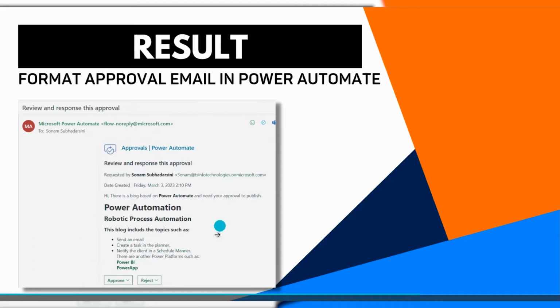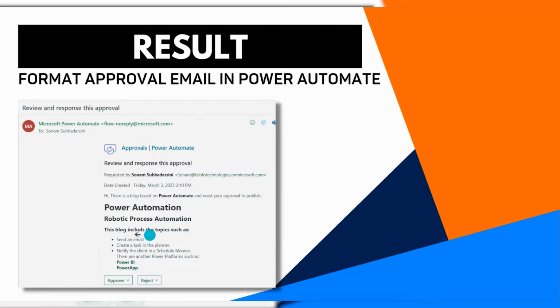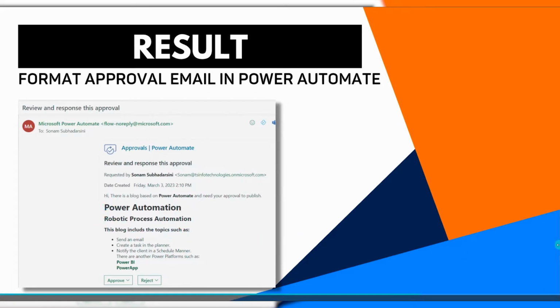Whenever we send an email, it comes with headers like bold, H1, H2 and H3 headers like this one, and it comes in a bulleted format. At the end I also created Power BI and Power Apps as links. Whenever the user clicks on them, it will open the link.